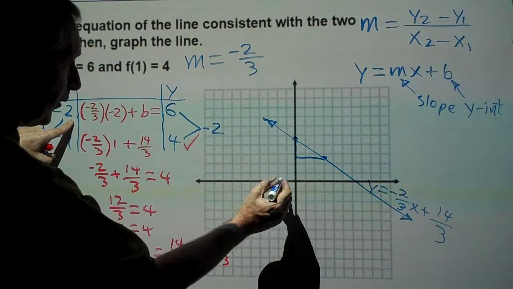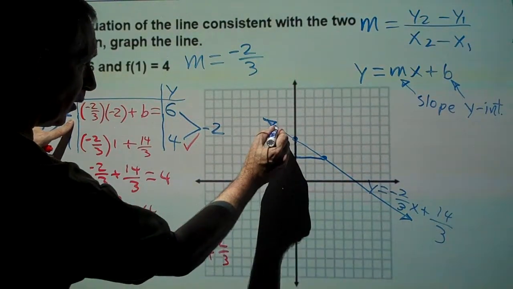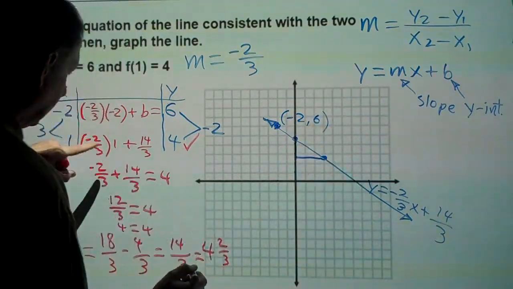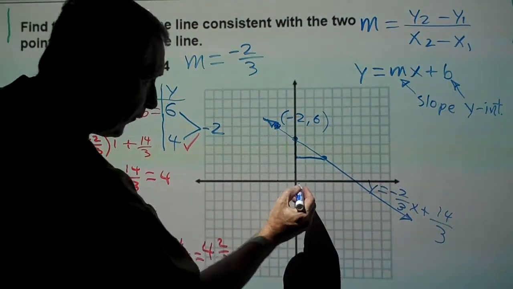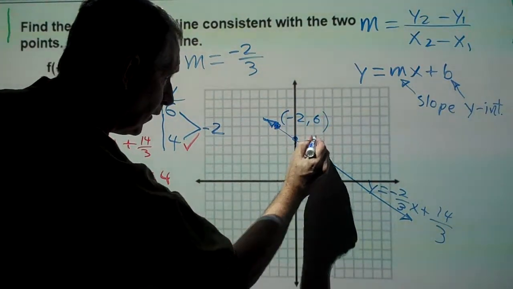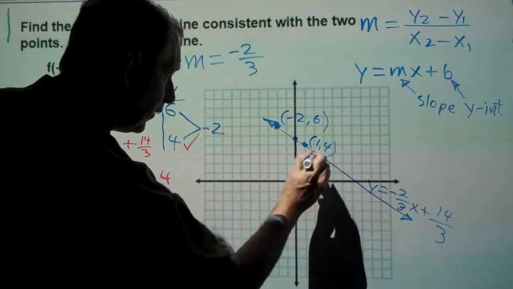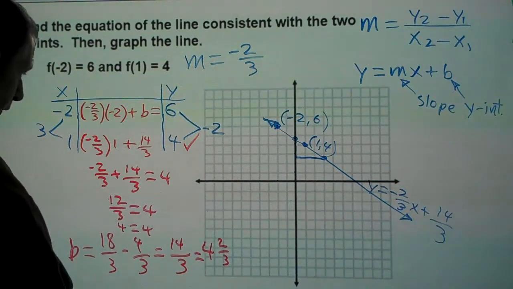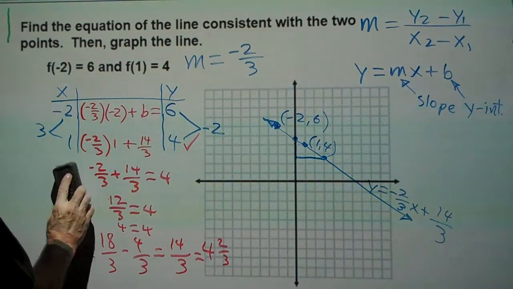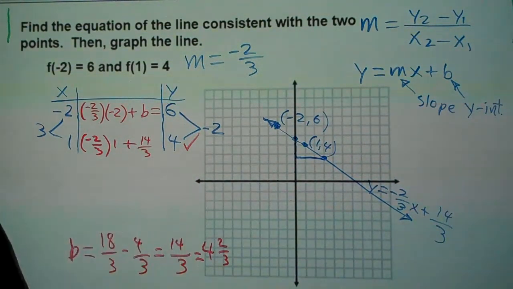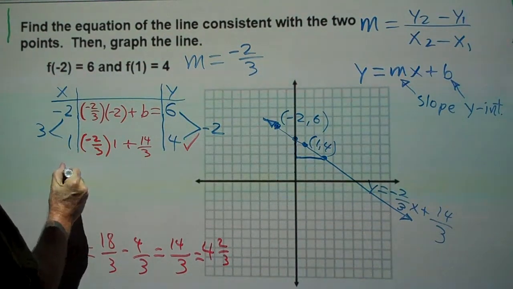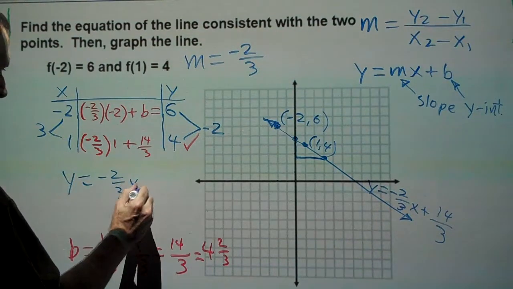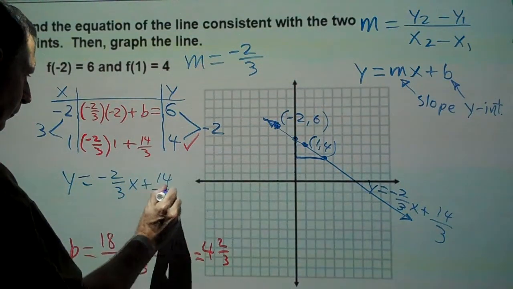Negative 2, 6, that happens to be on the line. And then lastly 1, 4, that resides on the line. So we've checked using the line. So we are certain that our equation for this line is going to be y equals negative 2/3 x plus 14/3.